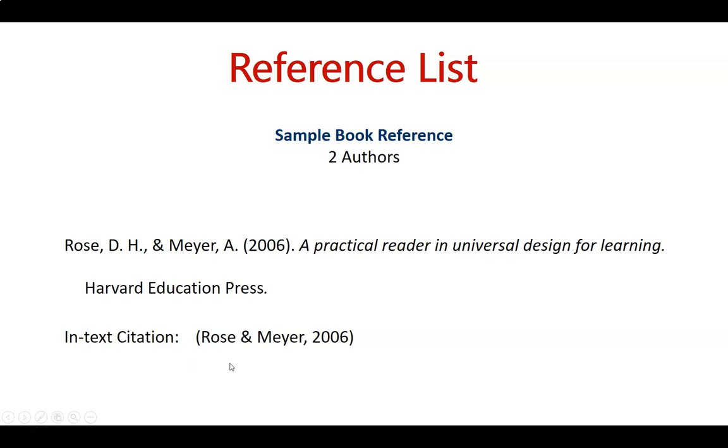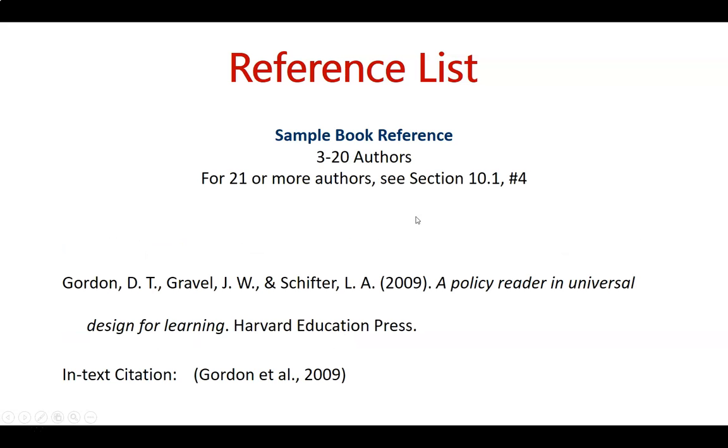Now, if we were going to use an in-text citation for this, we're going to pull the authors' last names, Rose and Meyer, and we don't need a comma between these for just two authors. We're just going to use the ampersand between them, comma, and then the year.